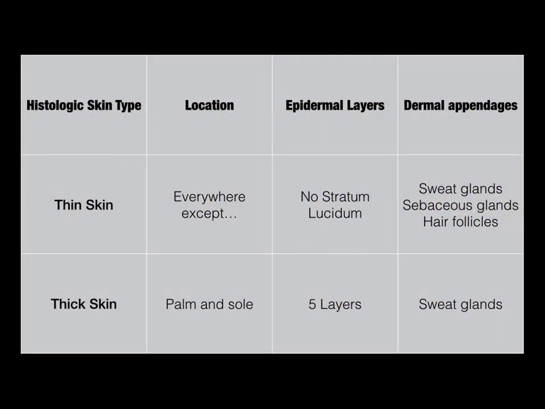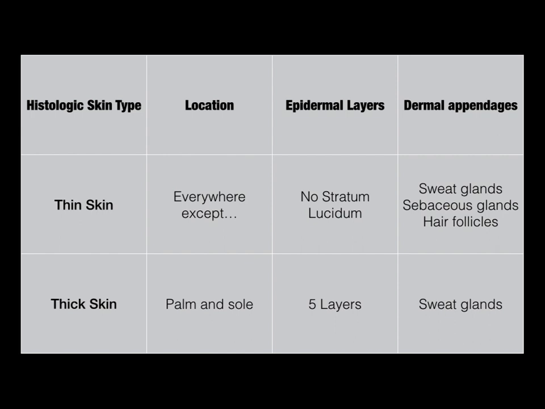Let's summarize what we have discussed so far. There are 2 histologic skin types, namely thin skin and thick skin. The thin skin is found all over the body, except in certain areas where we find the thick skin. The thick skin can only be found in the palm and the sole. The thin skin only contains 4 layers in the epidermis. The stratum lucidum is missing.